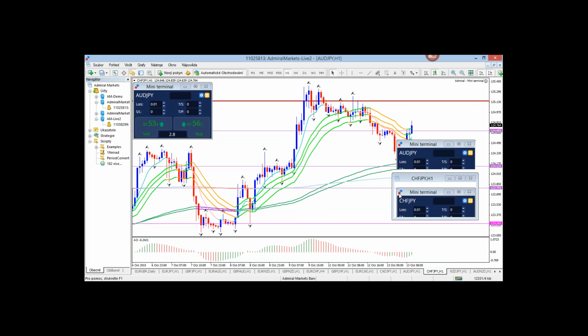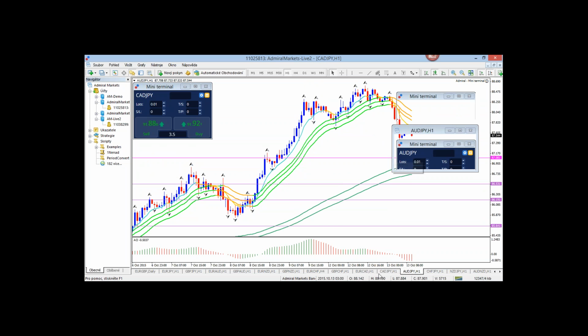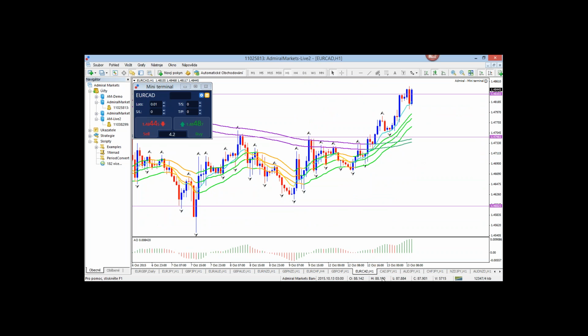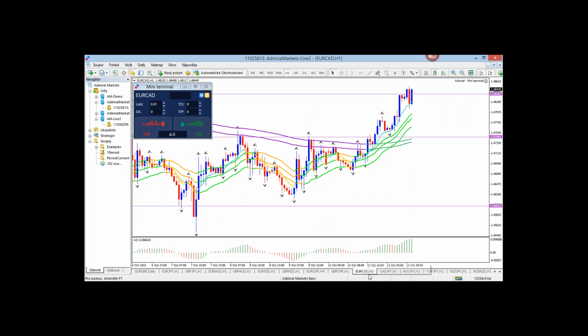The aussie yen is different because the aussie yen is staying below the band at the moment. The CAD yen is back at the tunnel. Perhaps the euro CAD, let's take a look. Well, the euro is probably in upside mode. Pound Swiss is at the tunnel.